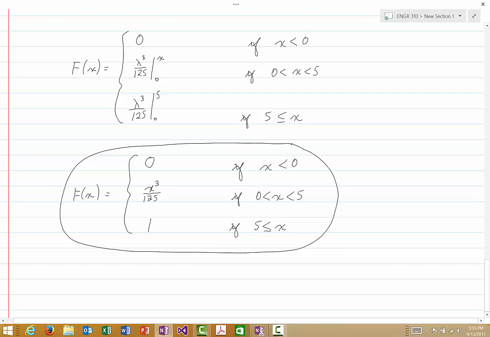And notice once again that capital F of negative infinity would fall in this first case where x is less than 0, and capital F of negative infinity is indeed 0. And capital F of positive infinity would fall in the third category, and that is 1. And finally, also note that capital F is a non-decreasing function of x. In other words, as x increases, capital F is always going to either remain constant or get larger. It will never get smaller.